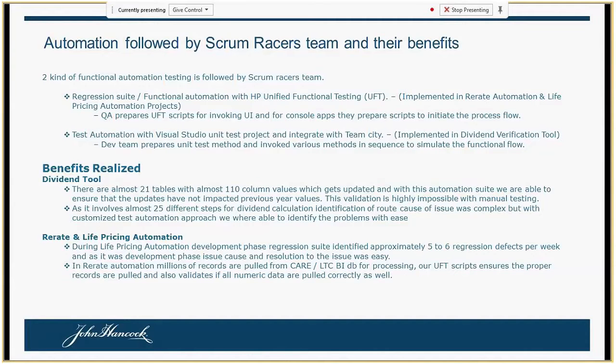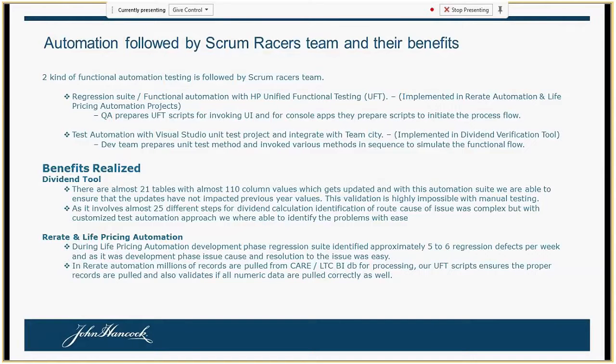The information on what are the automation things that we followed in the Scrum Races team and the benefits realized by that. So we had two kinds of automation. One is using test automation with a Visual Studio unit test project, and we made some customization on top of it to act like a functional automation. That was done basically by a dev team member where you don't have a QA. So we use the dev team's effort and made sure we are also able to validate the functional flow.